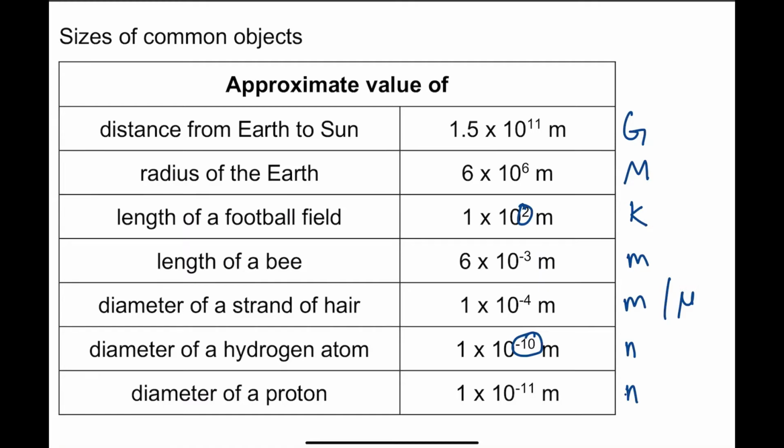Hydrogen atom, 10 to the power minus 10. The nearest number is minus 9, so we can use nano. Diameter of a proton, 10 to the power minus 11. We can also use nano.